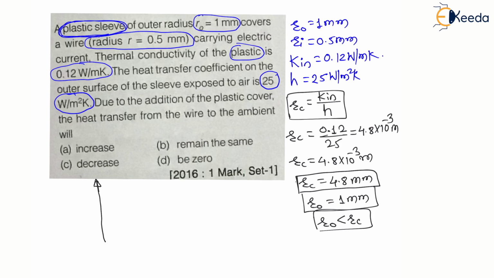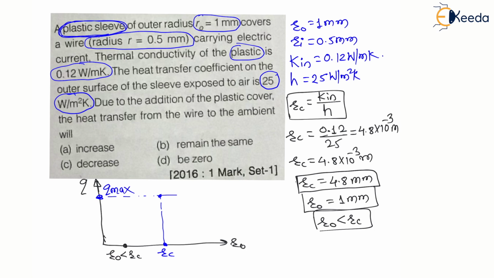If I draw heat transfer versus outer radius of insulation graph, at critical radius, whenever outer radius of insulation becomes equal to critical radius, means RC, the heat transfer will become maximum. This is the condition of maximum heat transfer, Q maximum, that already we have studied in theory lectures. So initially whenever this RO is less than RC, let us say the point is somewhere here, RO less than RC, means outer radius of insulation is less than critical radius of insulation.